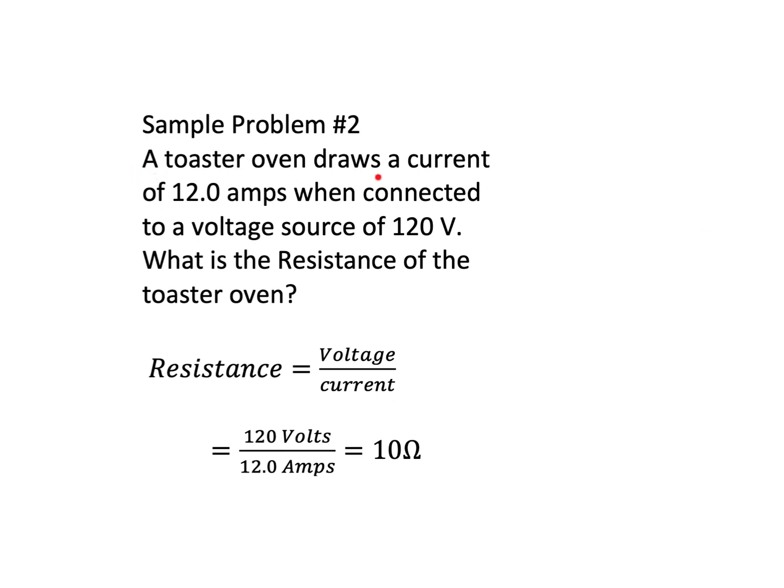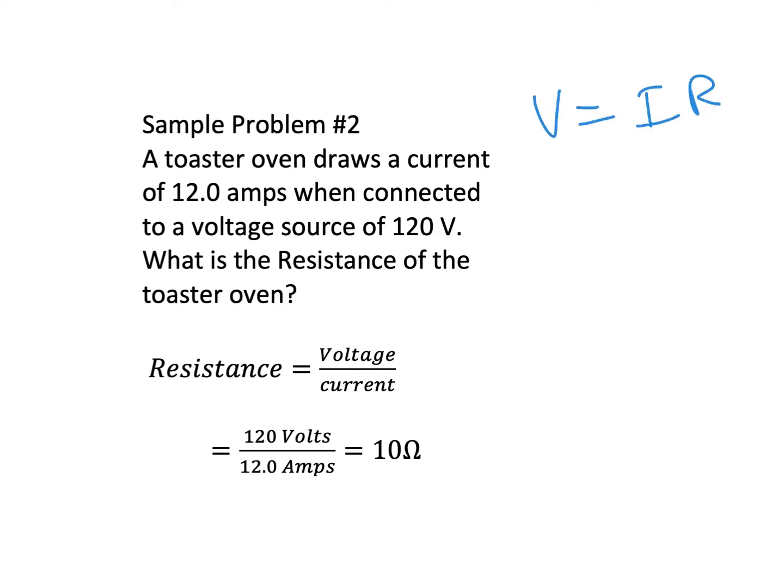It says a toaster oven draws a current of 12 amps. So we're not looking for the number of amps, we're given it. So we're not going to be looking for current. And it says when connected to a voltage source of 120 volts, what is the resistance of the toaster oven? So we're looking for R.